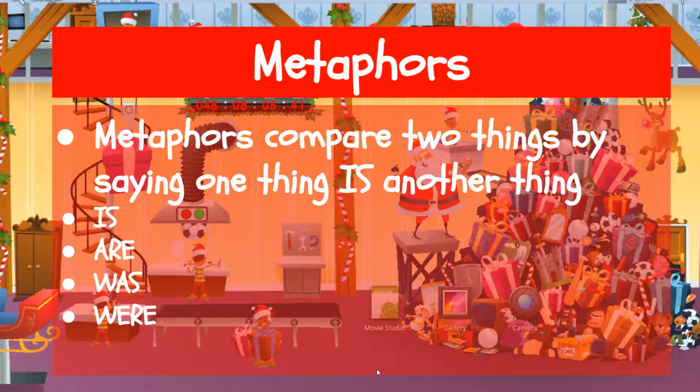Now, on the other hand, we need to distinguish similes from metaphors. Metaphors do not use like or as. Metaphors compare two things by saying one thing is another thing. There's not only one form of is, though. It could be is, are, was, or were.